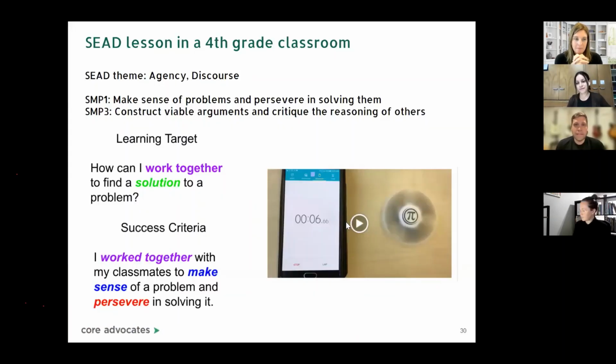So I taught a lesson in a 4th grade classroom. I attempted to use 2 SEAD themes, agency and discourse. And the 2 standards for math practices I picked were Math Practice 1 and Math Practice 3. Make sense of problems, persevere in solving them, and construct viable arguments and critique the reasoning of others. So what I did was, right off the bat, I put up here my learning target and success criteria from the lesson.